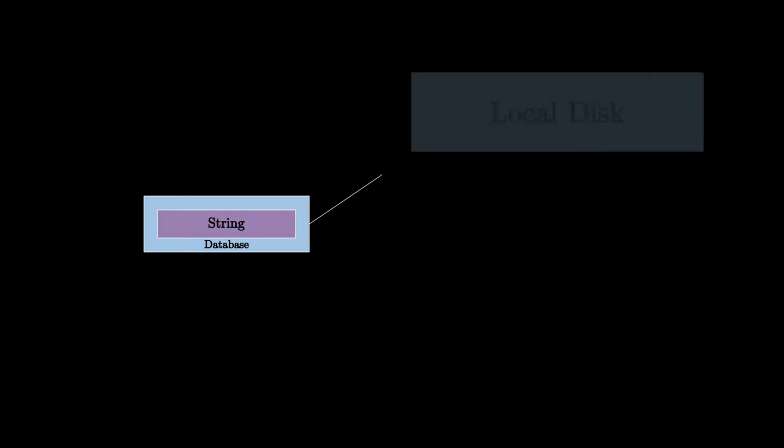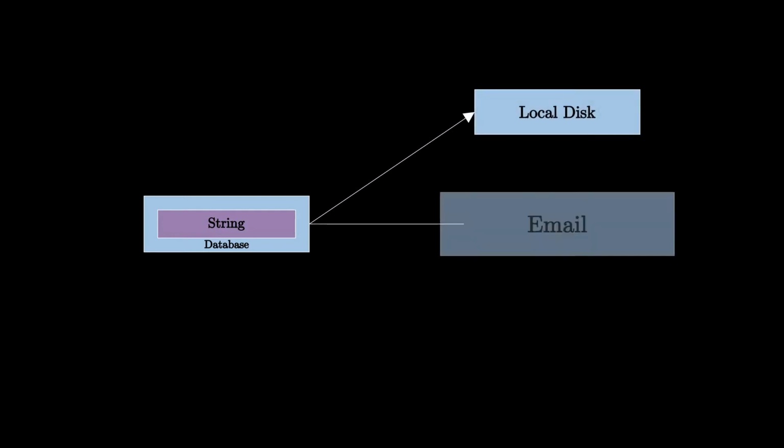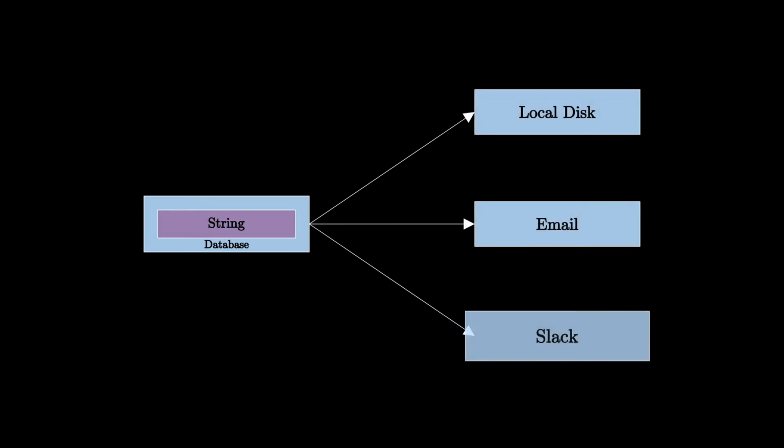Let's assume you have a class that is called database, which only stores a string field. Whenever we change the value for that field, we want to store the update on the local disk, send an email, and a Slack notification with it. In this example, we're going to create both pull and push-based models, and we'll start with the push-based one.